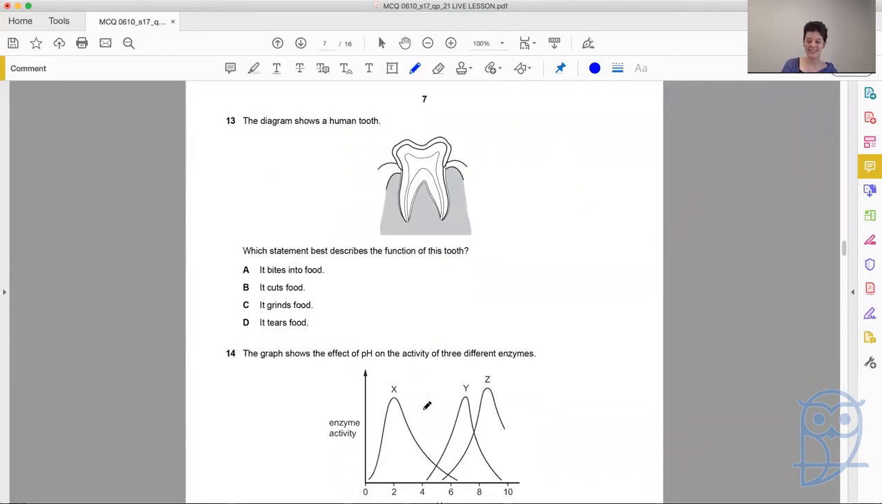Sticking with dietary things, talking about teeth. Question 13 tells us that the diagram shows a human tooth. Which statement best describes the function of this tooth? It bites into food, it cuts into food, it grinds food, it tears food. And this is a classical shape for a molar, which is all about grinding food. So you do need to be familiar with those teeth as you're learning them. Mechanical digestion and teeth are an important aspect.